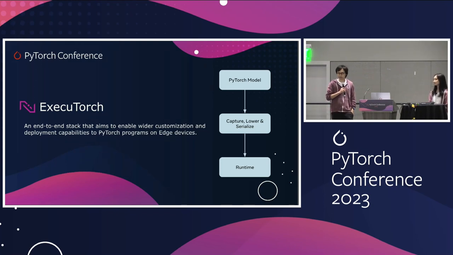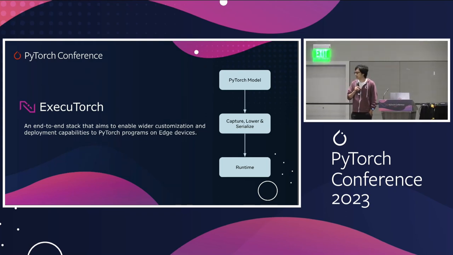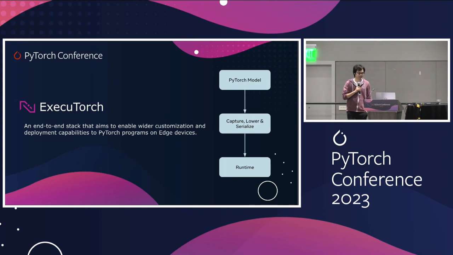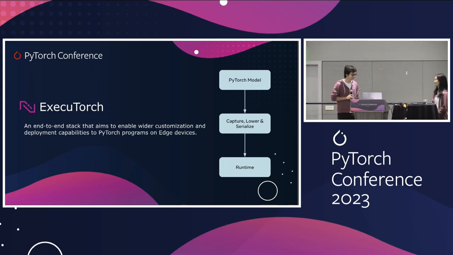So for developer journey, we are dividing the whole ExoTorch stack into two stages. First of all, we start with a PyTorch model, which in most of the cases, is a torch.nn.Module. And then we capture the graph out of it, lower it, and serialize it into an ExoTorch binary. That completes our ahead of time compilation stage. And then we put the binary on device and run it using ExoTorch runtime. So let me pass to Angela, who will talk a little bit more about ahead of time compilation.